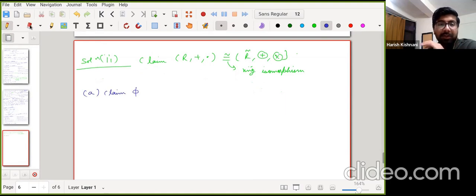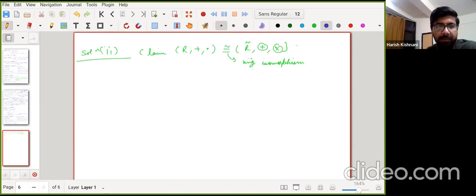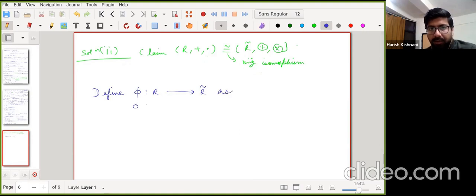Sorry, what am I doing. So first of all, I have to define an isomorphism, right? So define a map phi from R to R tilde. So phi of x has to be mapped somewhere. So can anyone just guess what this map can be?